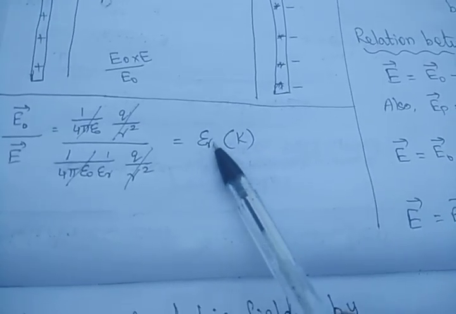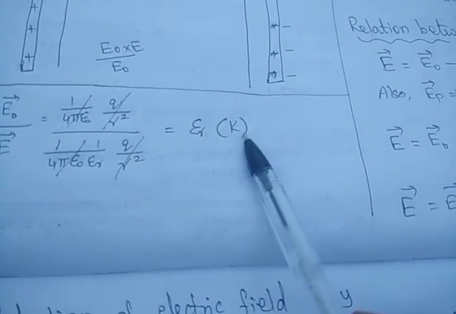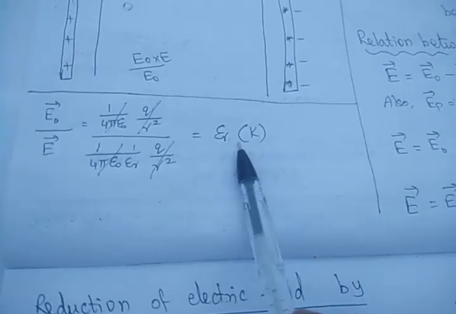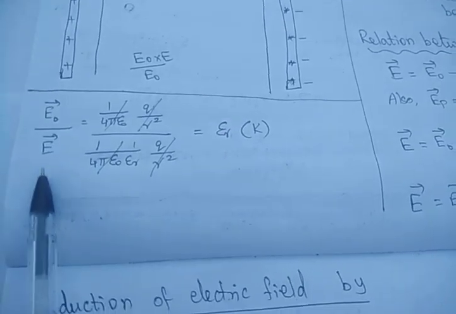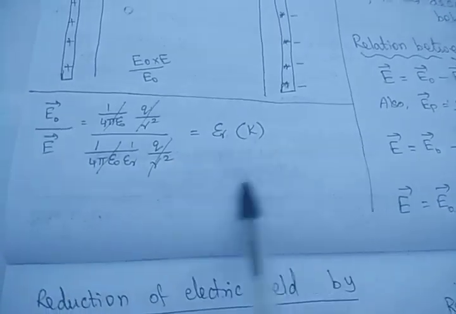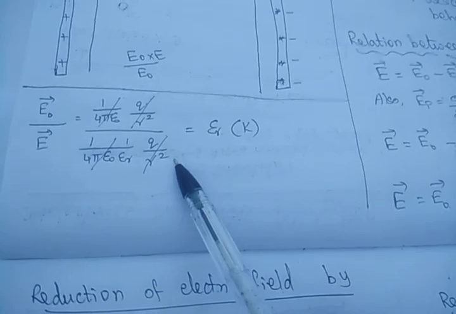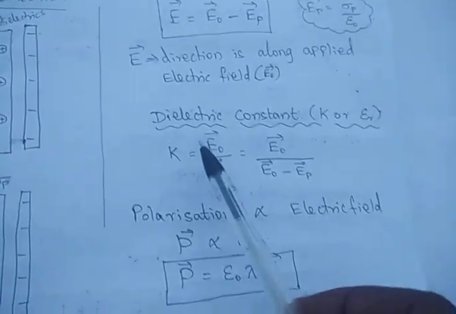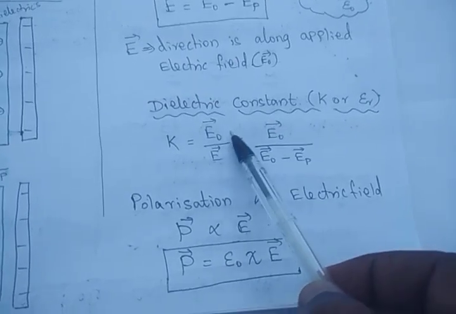So we can represent this epsilon, the relative permittivity, as K, since both represent the dielectric constant. Hence we can put K is equal to E naught by E. You need not write these things in the exam; I am explaining them for understanding. So what is the definition of the dielectric constant? Simply E naught by E.